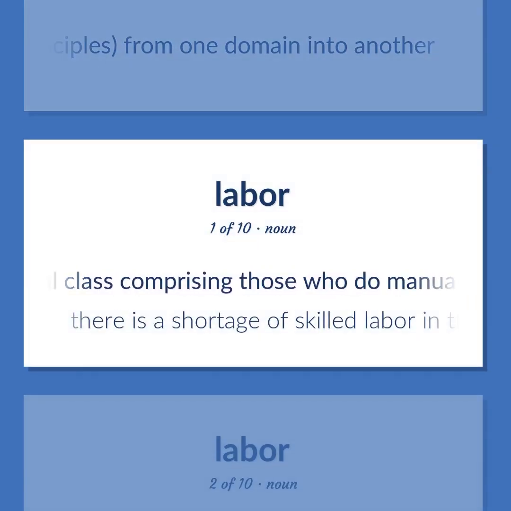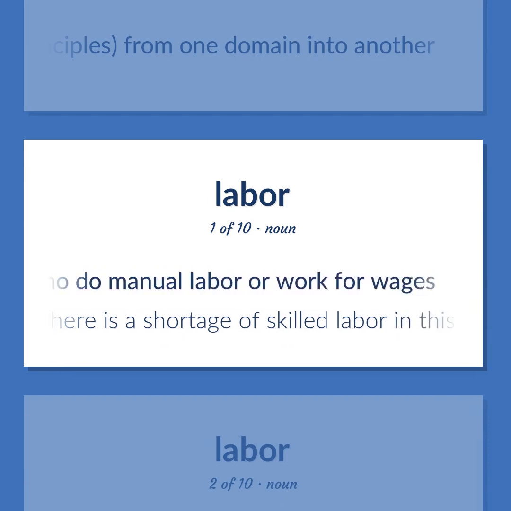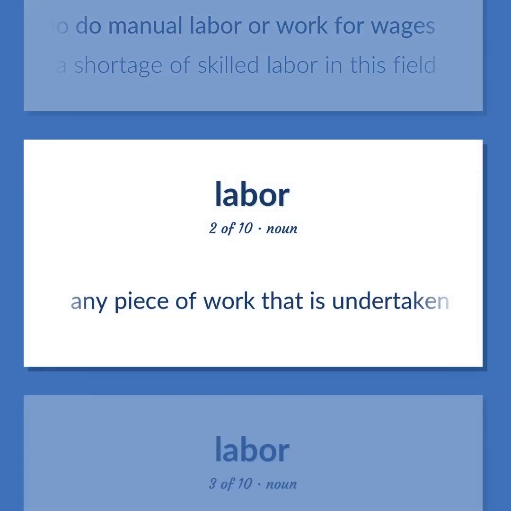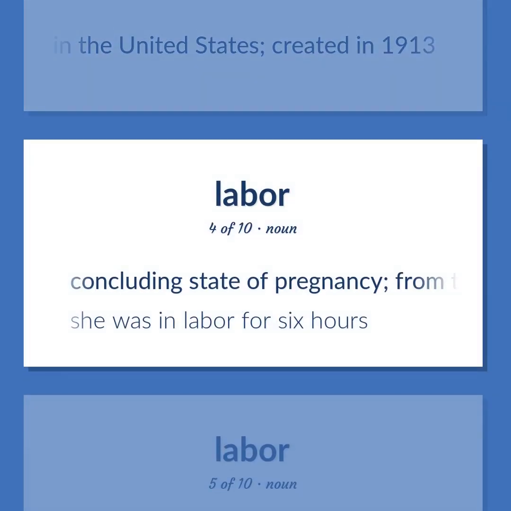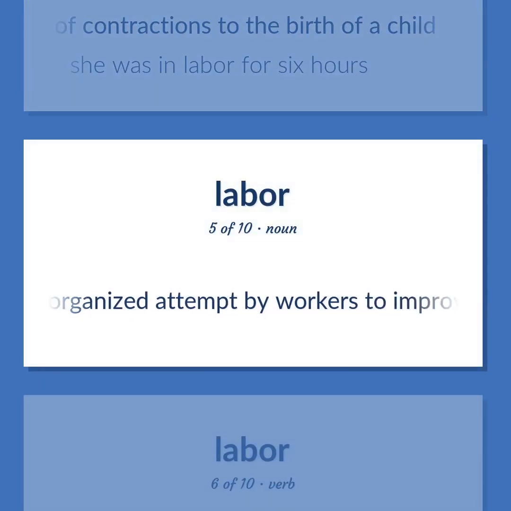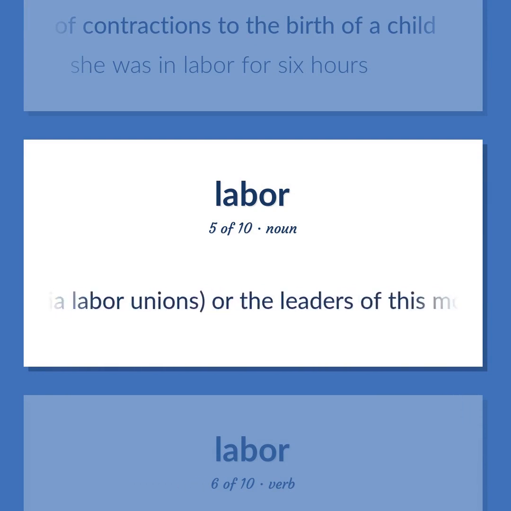A social class comprising those who do manual labor or work for wages. There is a shortage of skilled labor in this field. Any piece of work that is undertaken or attempted. The federal department responsible for promoting the working conditions of wage earners in the United States, created in 1913. Concluding state of pregnancy, from the onset of contractions to the birth of a child. She was in labor for 6 hours. An organized attempt by workers to improve their status by united action, particularly via labor unions, or the leaders of this movement.